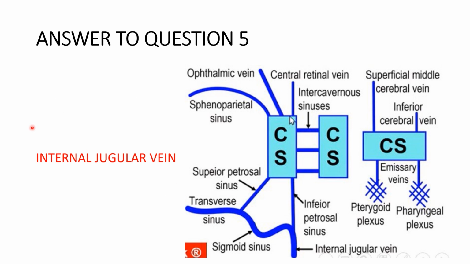So this is a schematic diagram which shows the tributaries of the cavernous sinus. This is the cavernous sinus. Here is the anterior end, and this is the posterior end. The question is asking which vessel is not part of the anterior end. At the anterior end, we have the ophthalmic vein, the central retinal vein, and the sphenoparietal sinus. So the only vein that is not at the anterior end is the internal jugular vein.